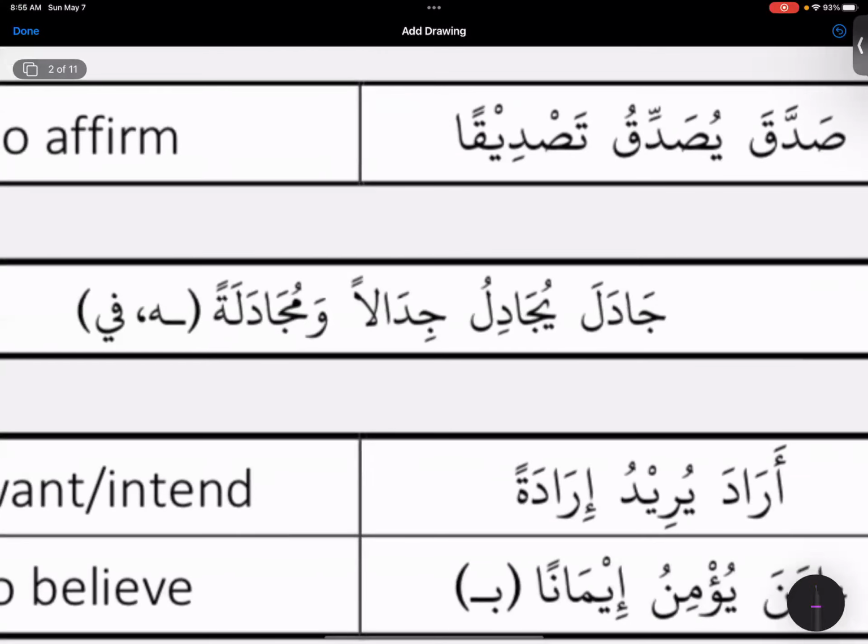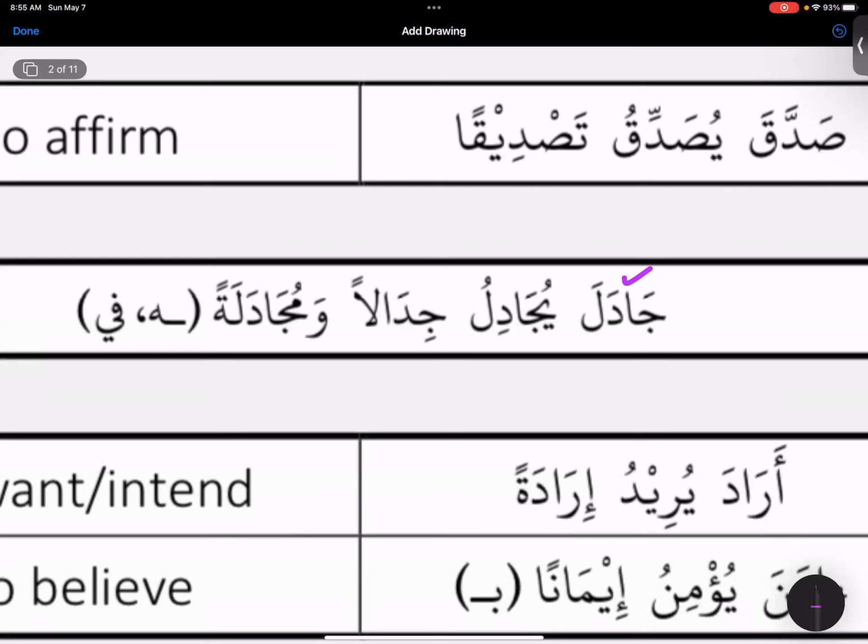Then we have Jadala. How many letters? Four. So that means it's a big family. So Jadala becomes Yujadilu. Is it family Aslama? No. How is it Aslama? It's family three. It has an extra letter. Yes, family three. It has an extra alif.